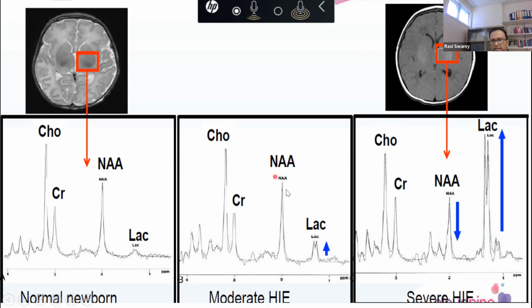But typically what we say in moderate, according to this, is the NAA levels will start coming down, lactate will go up. It won't reverse. In moderate, it won't reverse. In severe, NAA will be low, lactate will be high. That is severe. Okay, so this is the rough guidance. You can look at this image, that will help you out. Okay, so these are the things.